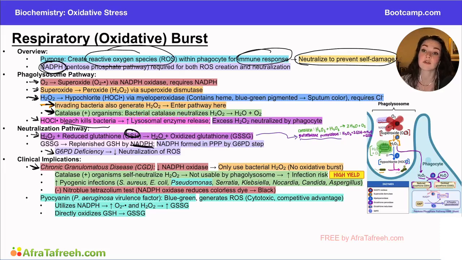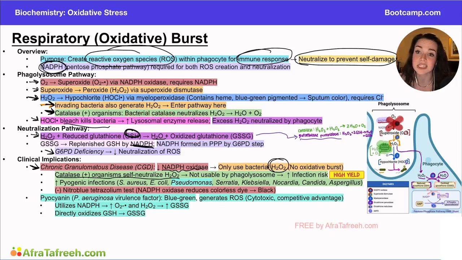These patients could not perform the first step of the oxidative burst mediated by NADPH oxidase, which was fine until they encountered a catalase-positive organism. And those catalase-positive organisms were self-neutralizing their own peroxide, leaving these patients with CGD effectively defenseless against catalase-positive organisms. And then we talked about pyocyanin, which was a virulence factor of Pseudomonas aeruginosa, and how it created all sorts of different reactive oxygen species to outcompete all of its bacterial competitors.